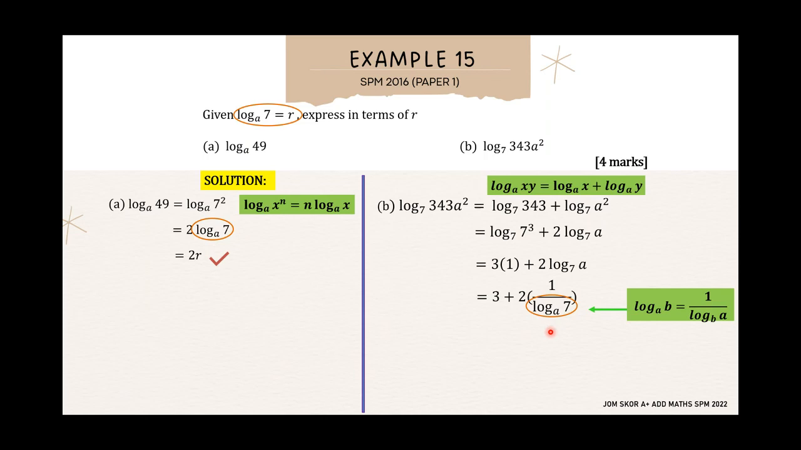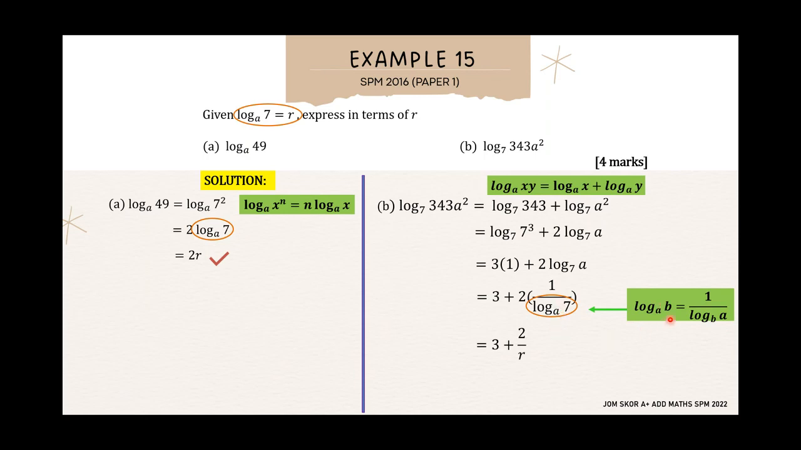Okay. Right. Sampai sini, log 7 base A adalah bersamaan dengan R. Jadi, just substitute the value into your expression. So, kita akan dapat 3 plus 2 over R. Okay. Tengok balik pada change of base di sini. Kita nak ubah daripada base 0 kepada base 2. Okay. So maksudnya kat sini kita akan dapat 1 over log 7 base 2.